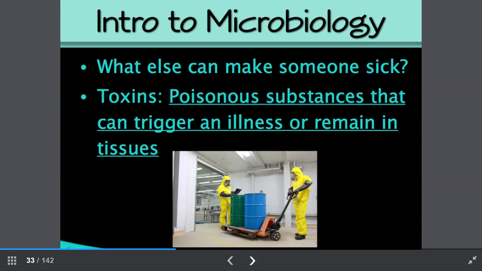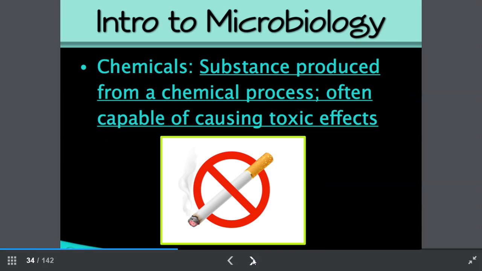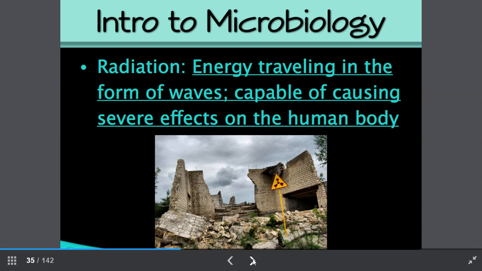What else can make someone sick? Toxins. These are poisonous substances that can trigger an illness or remain in tissues. Chemicals. These are substances produced from a chemical process, often capable of causing toxic effects. Radiation. This is energy traveling in the form of waves, capable of causing severe effects on the human body.